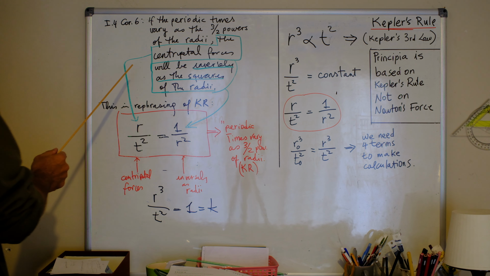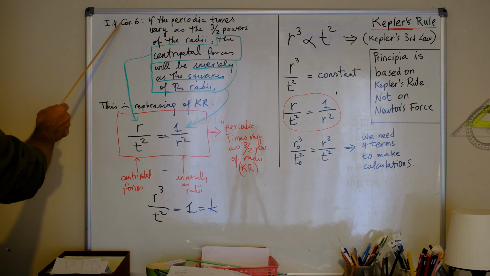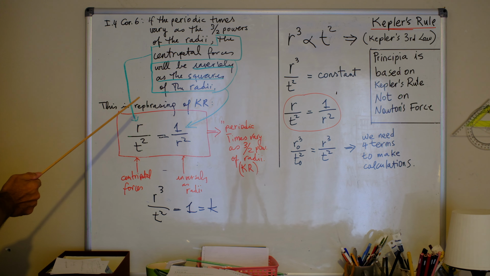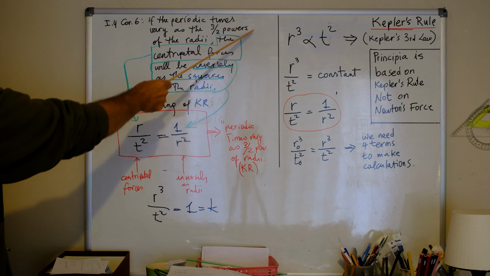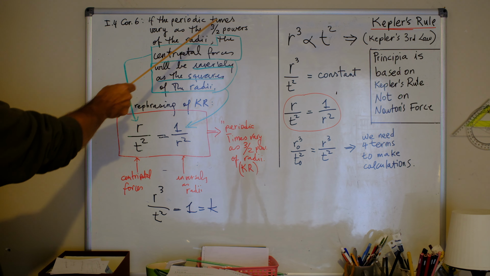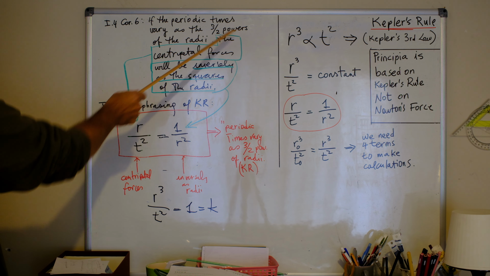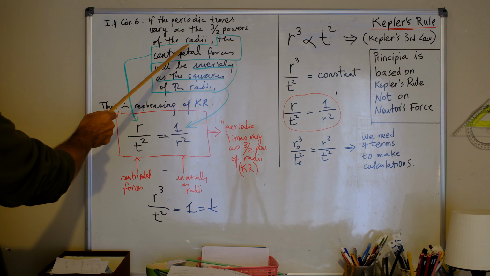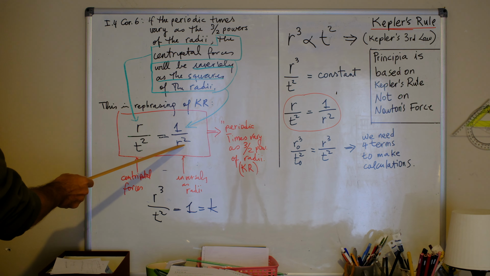So let's look at corollary 6 of proposition 4 in book 1. Newton first states Kepler's rule. If the periodic times vary as the 3½ powers of the radii, so this is exactly Kepler's rule.